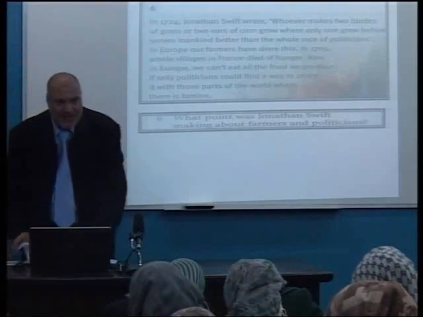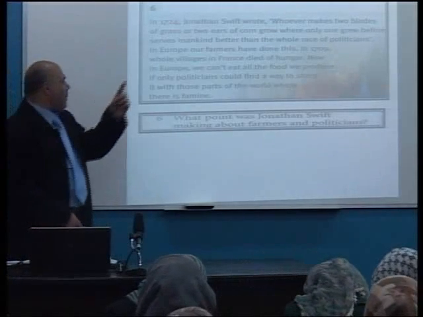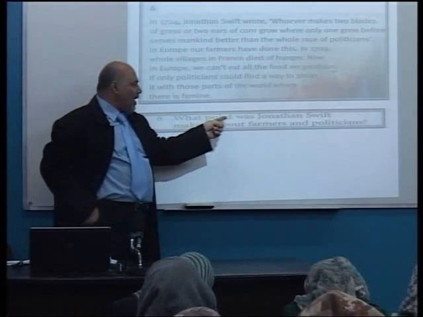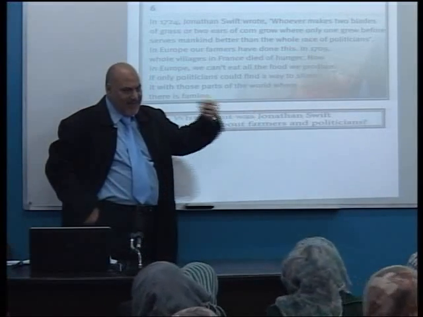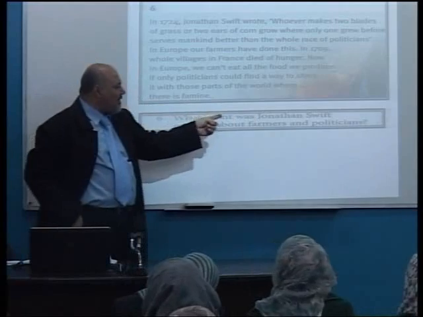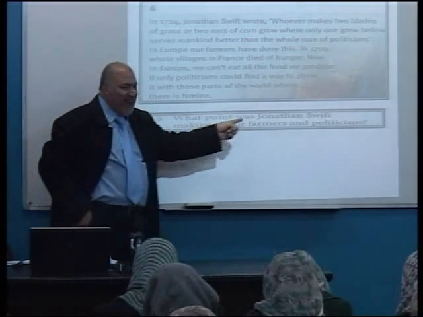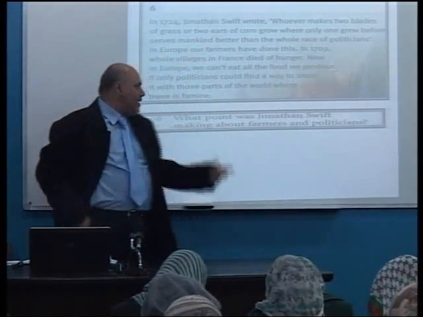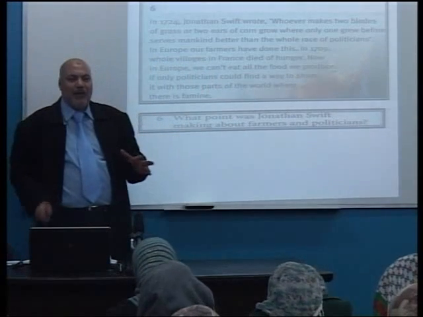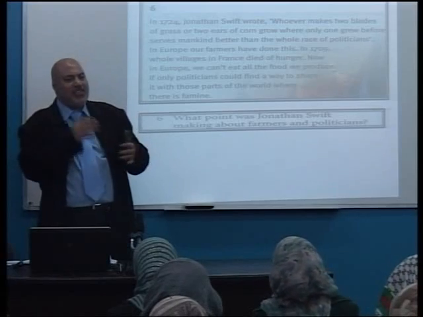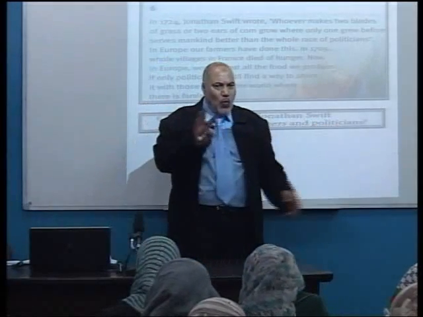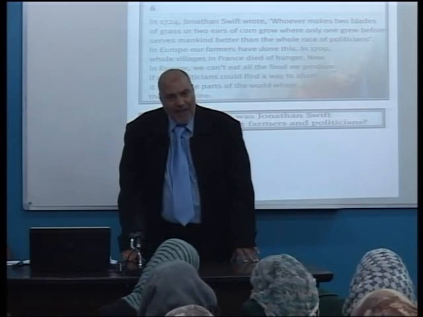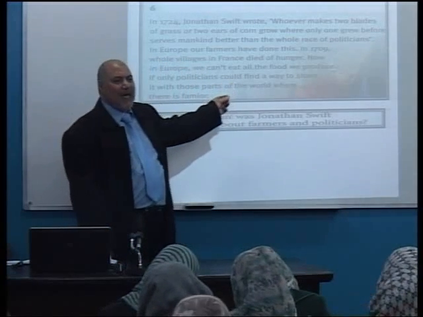Number 6, what's it about? Agriculture. Yes. So the question here: what point was Jonathan Swift, the writer, making about farmers and politicians? The writer Swift speaks about the farmers and the politicians. What is the point about them? Read the passage silently, and I will read it aloud to find out the answer.